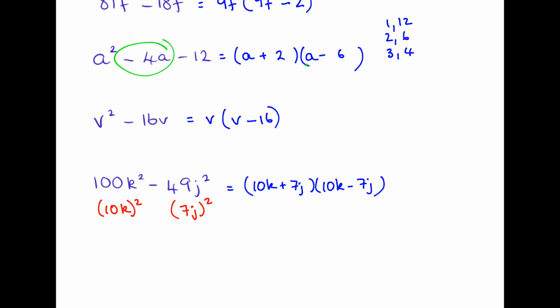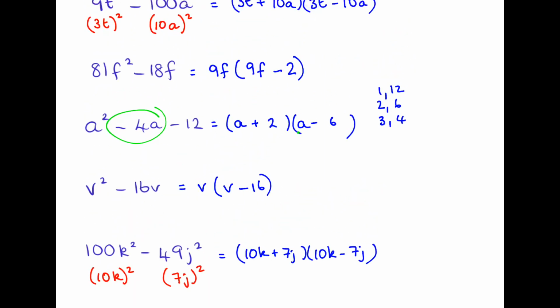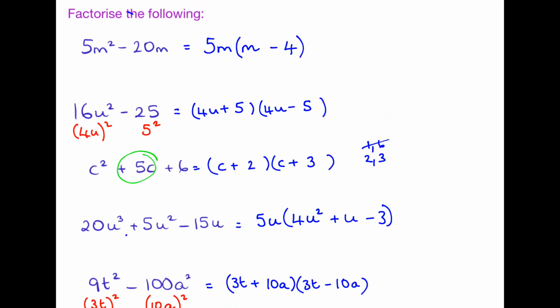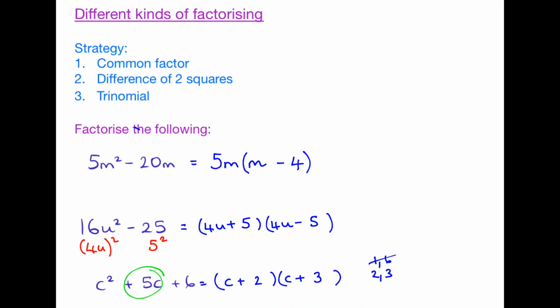Okay, so that's been a run through of everything that we've done so far in factorising and how we can do this systematically. So remember, check for a common factor. If it's not a common factor, check to see if it's a difference of 2 squares. If it's not a difference of 2 squares, check to see if it's a trinomial.